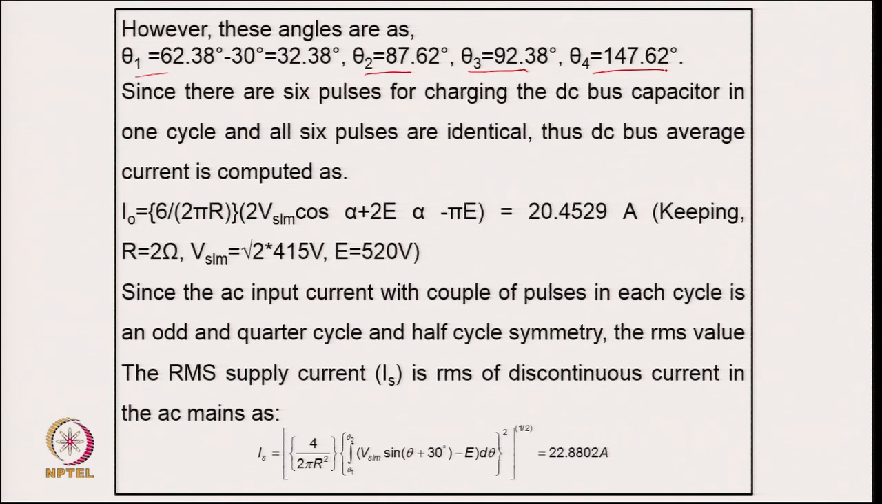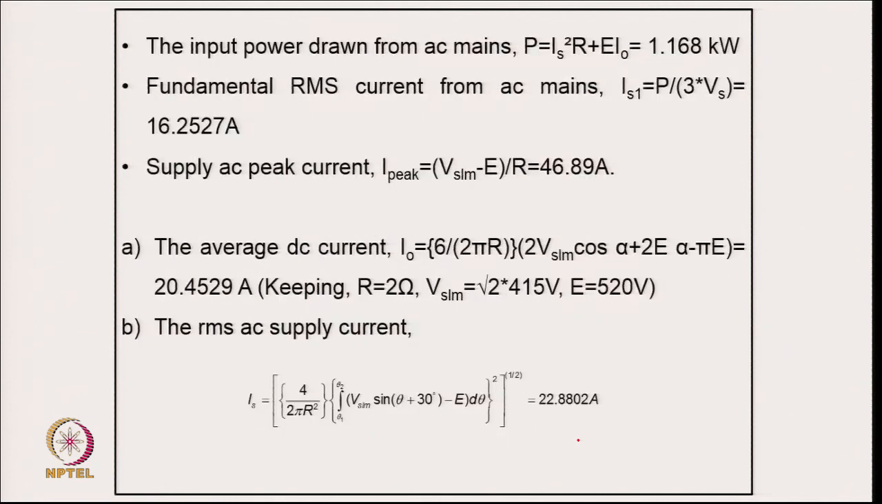And once we know these angles, we can find the output average current, which for the given data comes to this value. Since the AC current has a couple of pulses in each half cycle, with odd, even and half-wave symmetry, the RMS current can be calculated from this relation. It comes to 22.88 ampere, and the fundamental RMS current, calculated from the power, comes to 16.25 ampere, and this is the peak current.